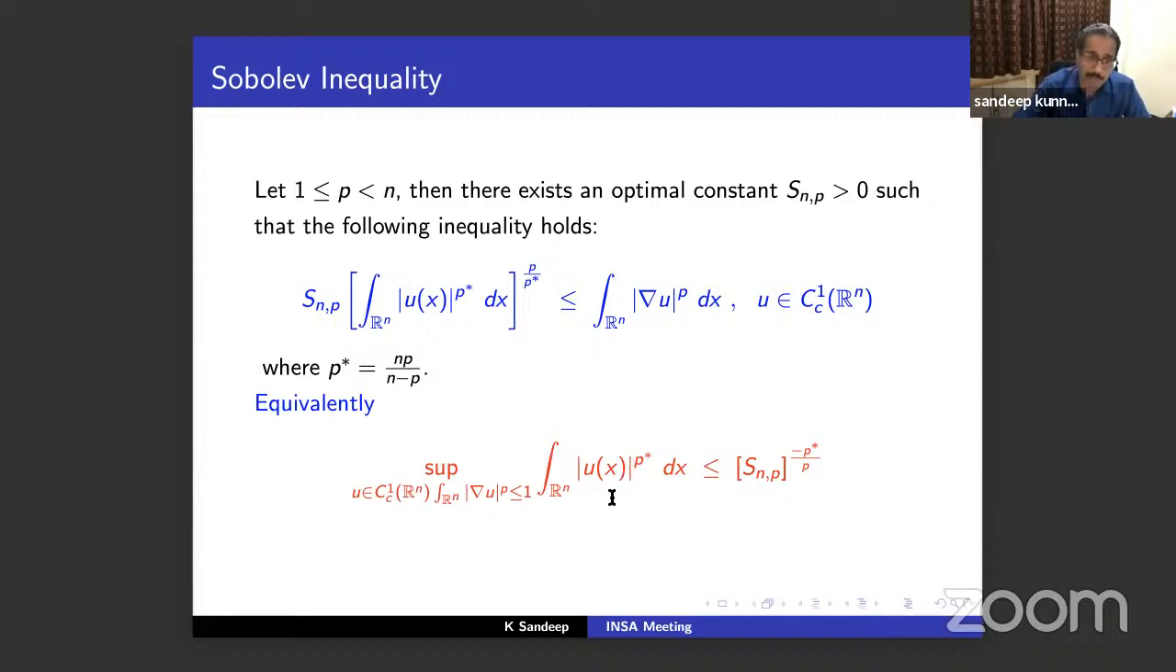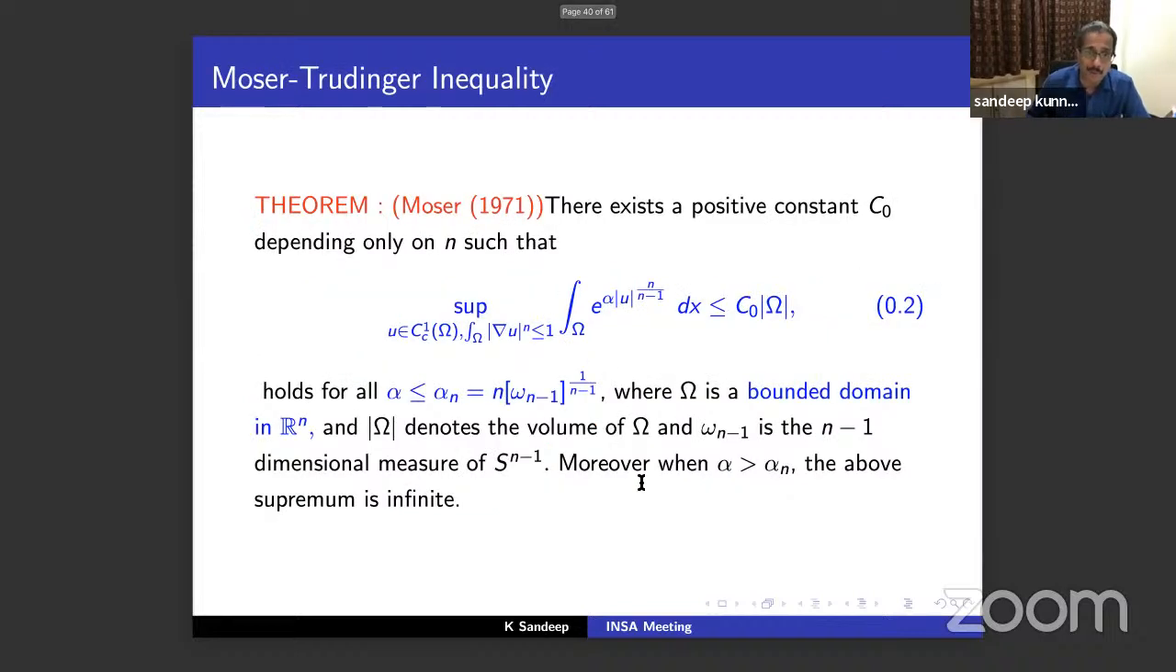But in this form, the question is, instead of a polynomial power, |u| to the power p star, can we have something better? Yes, it is indeed true. The first result was obtained by people like Pohozaev, and later on this result was further refined by Moser, and what we call today the Moser-Trudinger inequality.